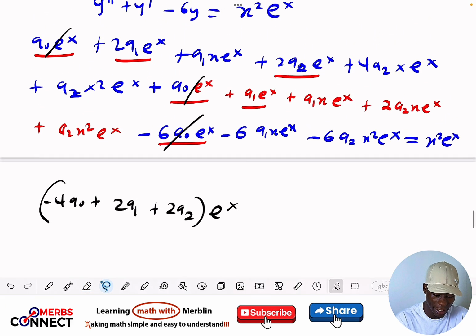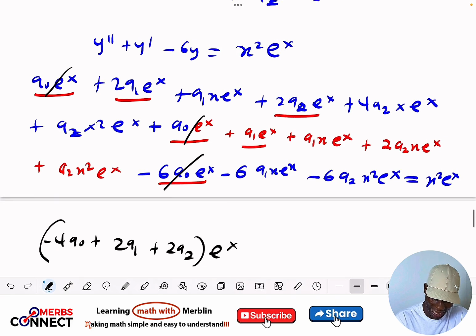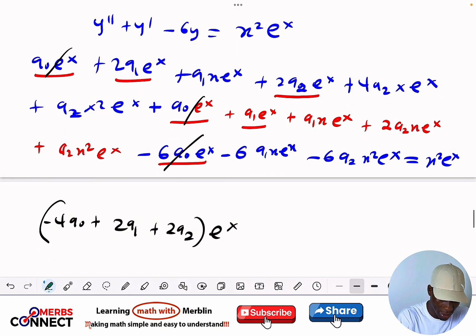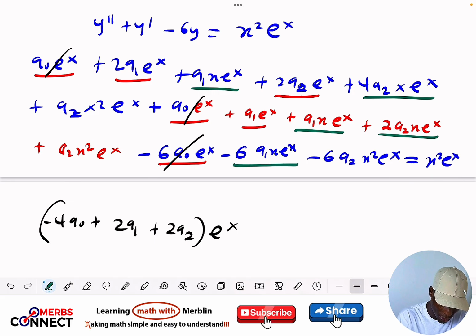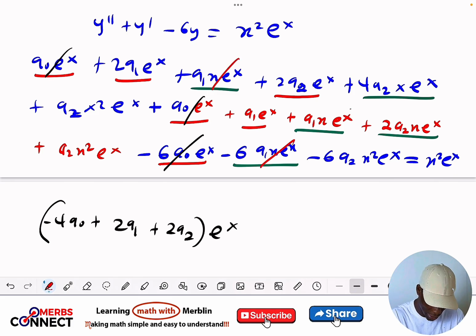Now let's look for the terms with x and e^x. I'm going to underline with green. This one too is the same. Do I have another one here? I have another one here. I have another term here. Good. So all the ones with the green are the ones with e^x and x. So can I add some of them? Yes, of course, I can do that. So I can add this and that and this one.